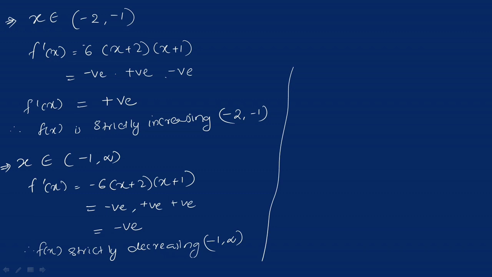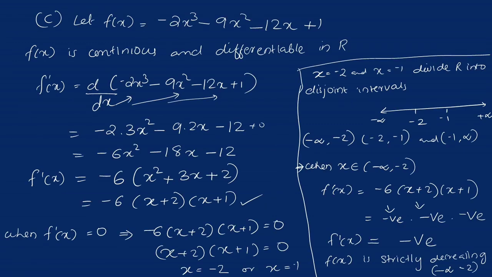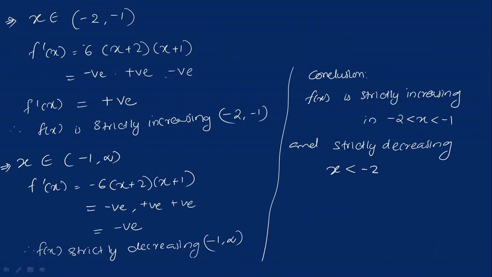So in conclusion, we have f of x strictly increasing when minus 2 is less than x less than minus 1, and strictly decreasing in two cases: in the first case, when x is less than minus 2, and in the second case, when x is greater than minus 1.